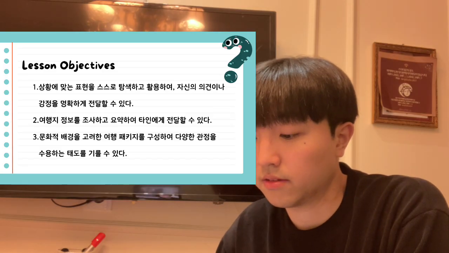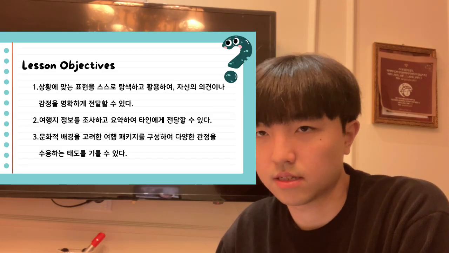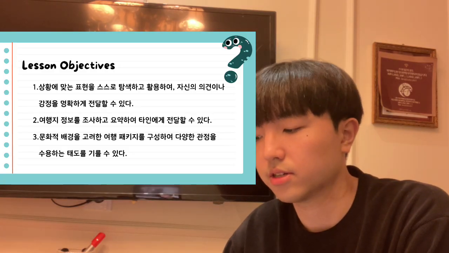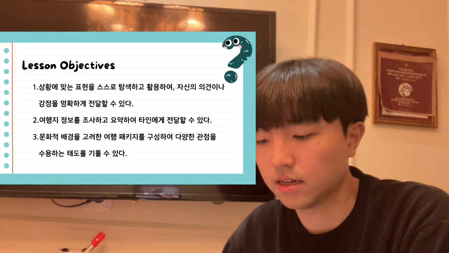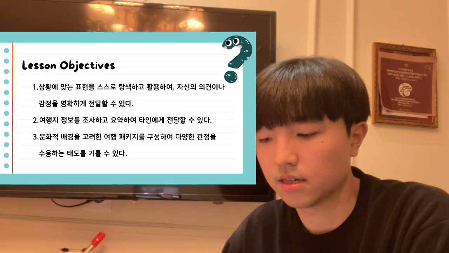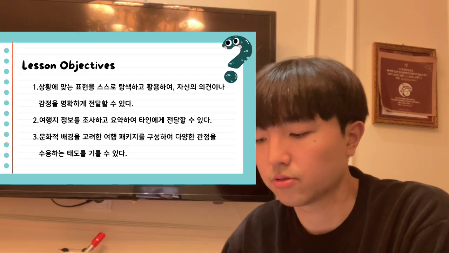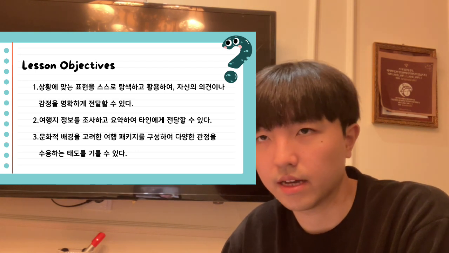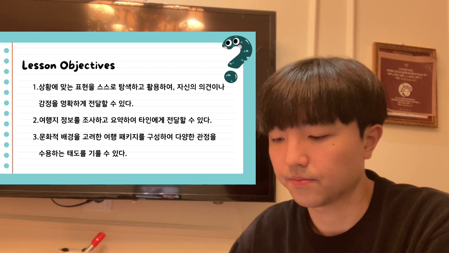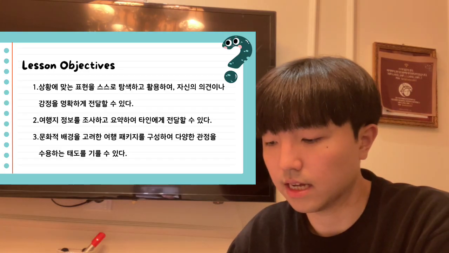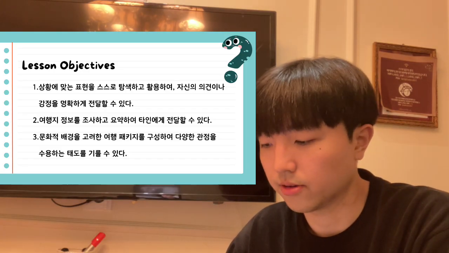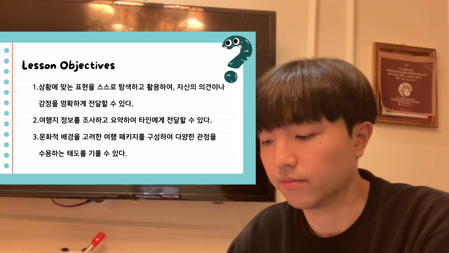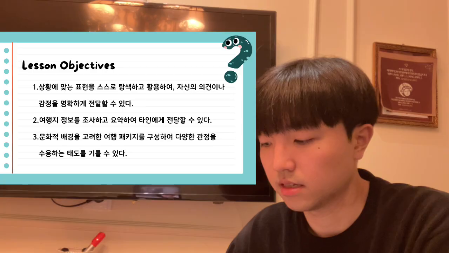The objectives of this activity are: first, to explore and use context-appropriate expressions to clearly convey opinions and emotions. Second, to research travel destination information, summarize it, and finally convey it to others. Third, to design a travel package considering cultural backgrounds and develop an attitude that embraces diverse perspectives.